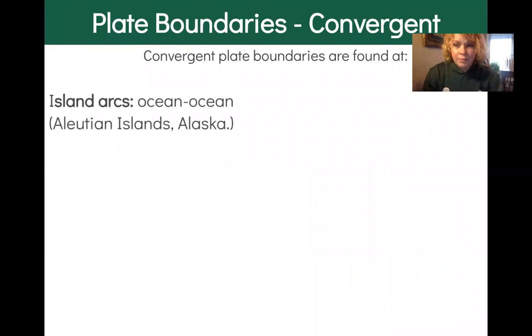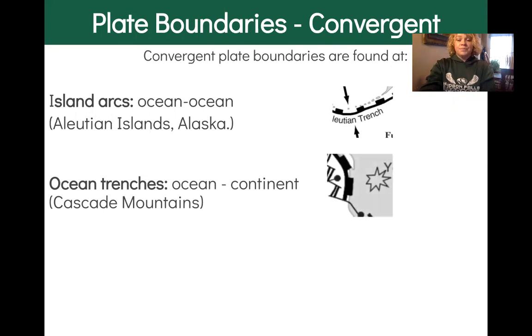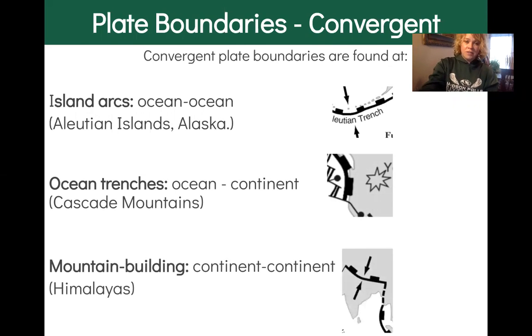Now, the next type of plate boundary is called a convergent plate boundary. Convergent plate boundaries, there are three types. There are ocean to ocean, where ocean crust meets ocean crust, where ocean meets continental crust, and lastly, where mountain building is occurring, and that's at continent to continental crust.